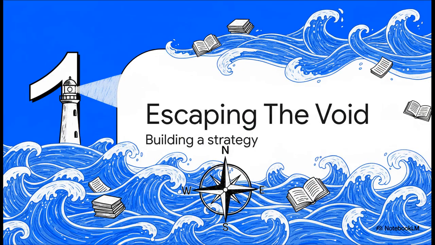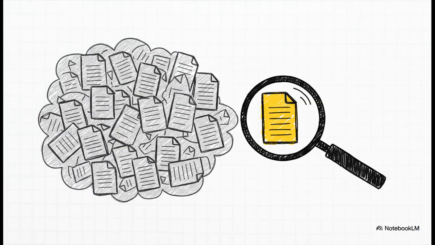All right, first up, let's talk about escaping that search void. Our mission here is to give you a strategy, a real game plan, so you can navigate that vast sea of academic papers with total confidence. Okay, so here's the deal. This is the problem everyone faces. You type in what you're looking for, but what comes back is, well, everything except what you need. The trick isn't to search harder, it's to search smarter. And that starts with knowing who to look for.